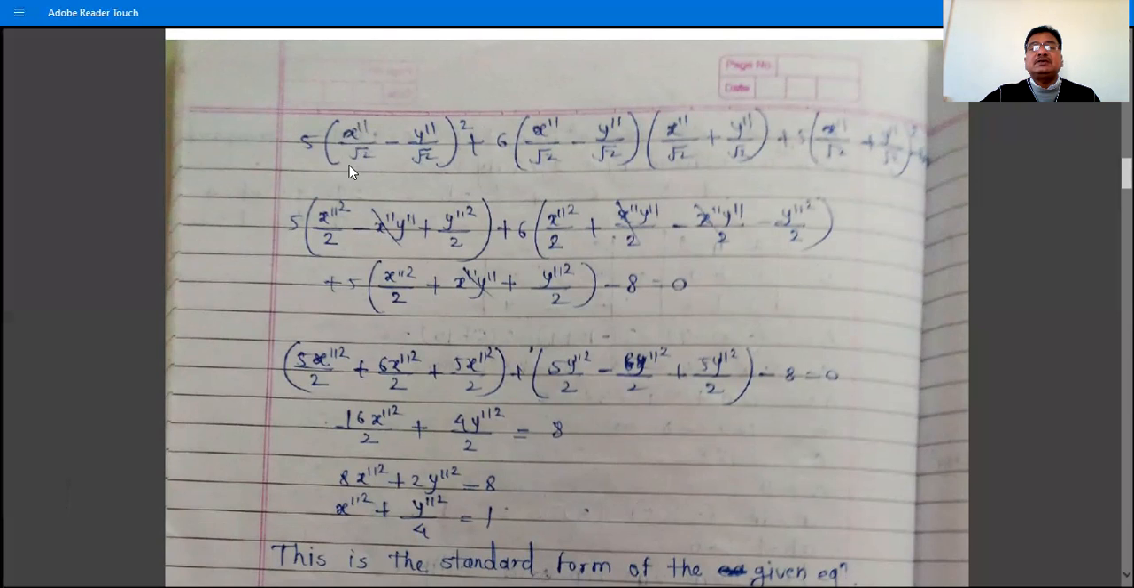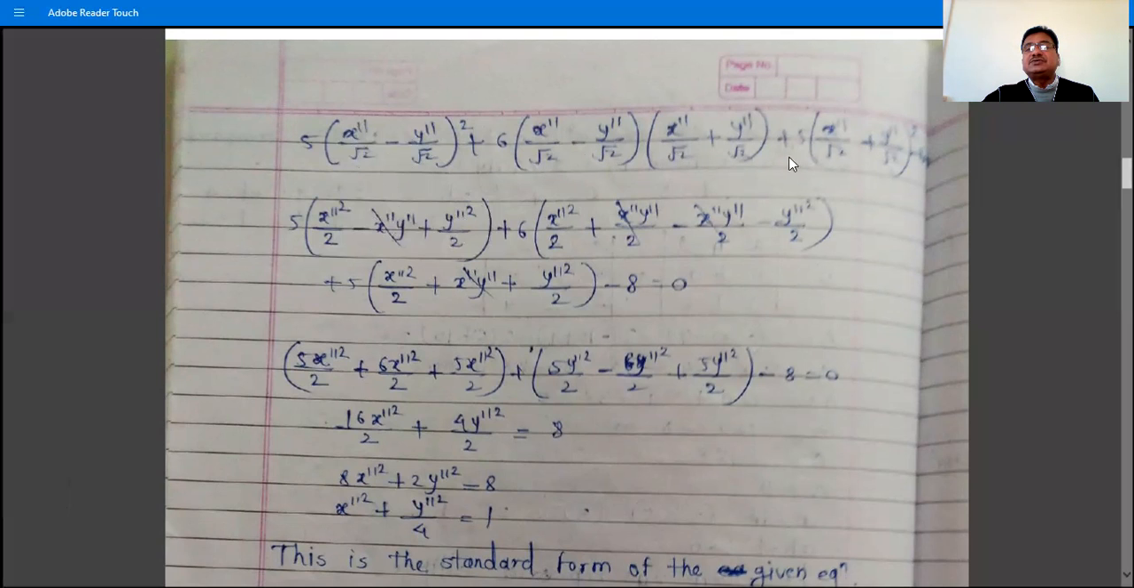Square of this is what? x double dash square by 2. Then multiplication of these two is what? x double dash squared minus x double dash y double dash divided by 2. Its double is what? x double dash minus x double dash y double dash. Its square is y double dash square by 2.